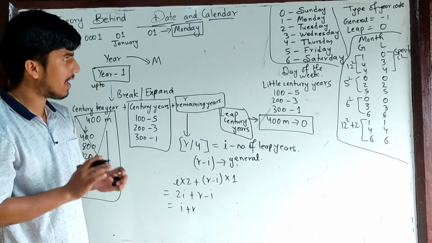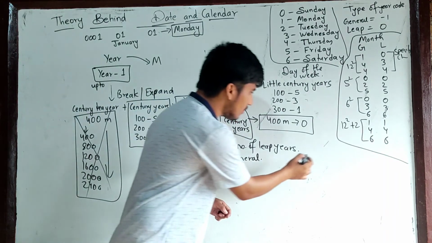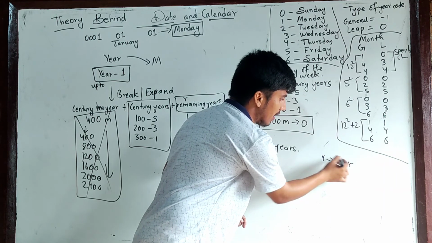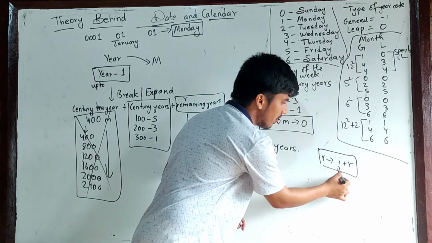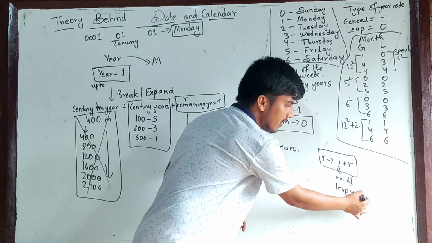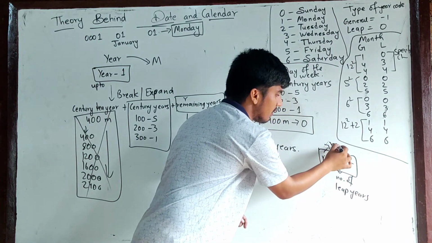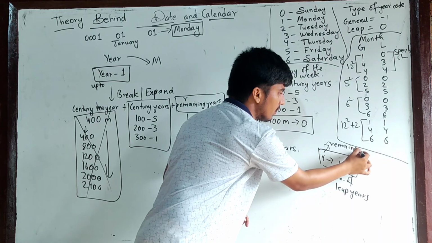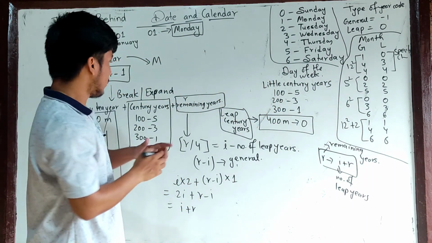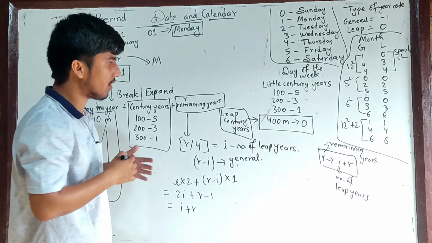So we have done everything, right? For remaining years, the code is I plus R, where I is the number of leap years in those remaining years, and R is remaining years. So let's do this in reverse, okay? Let's go from the year.